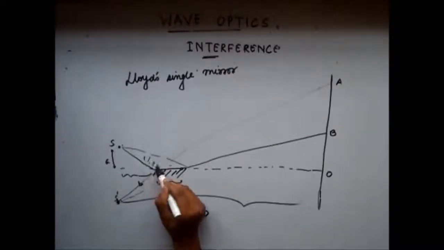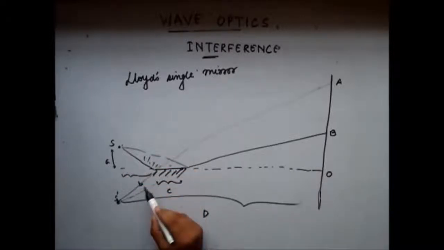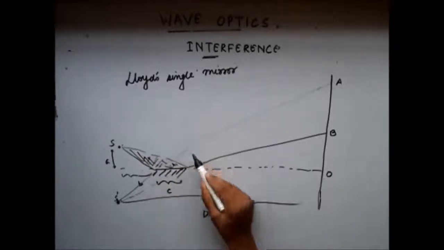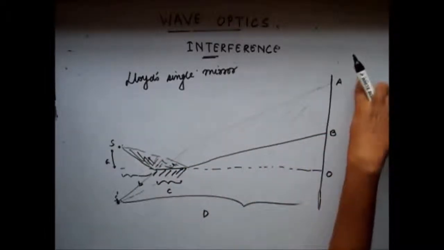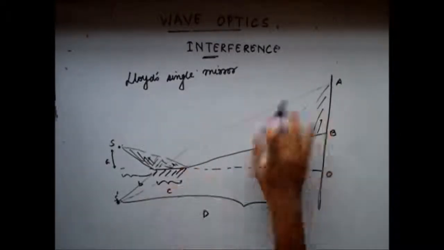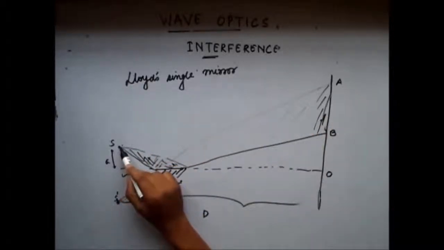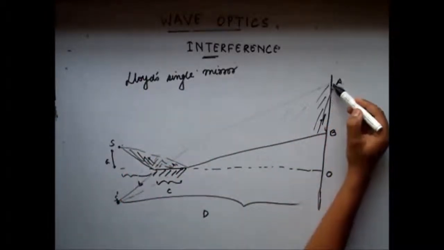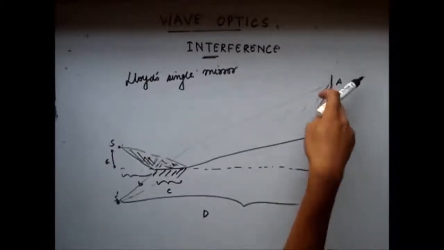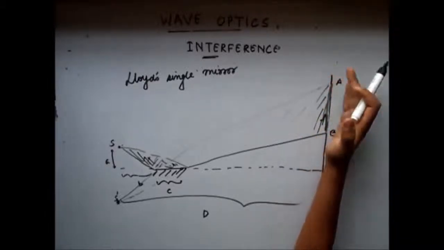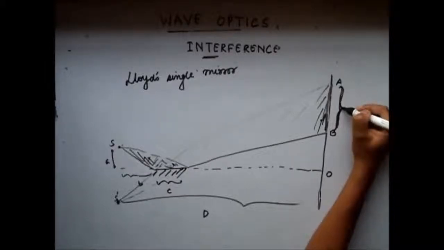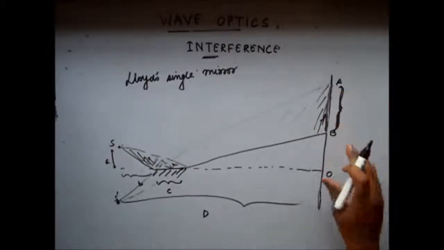And any light waves which strike the mirror between this region finally end up hitting the screen between this region. And in this region itself, we also have the light waves coming directly from here. So in this portion of the screen, there are two light waves hitting the screen. And since we have two light waves in this portion only, we have an interference pattern observed here.